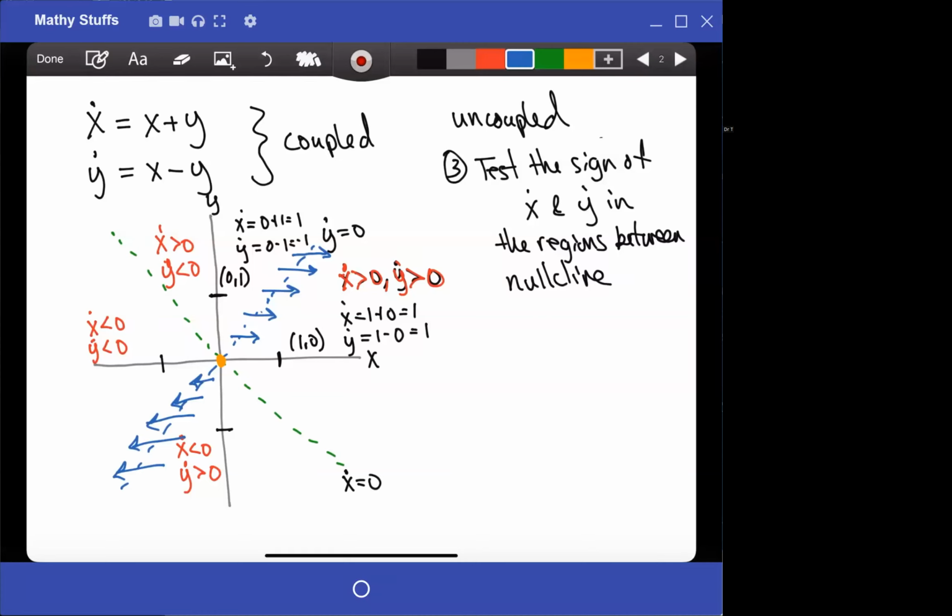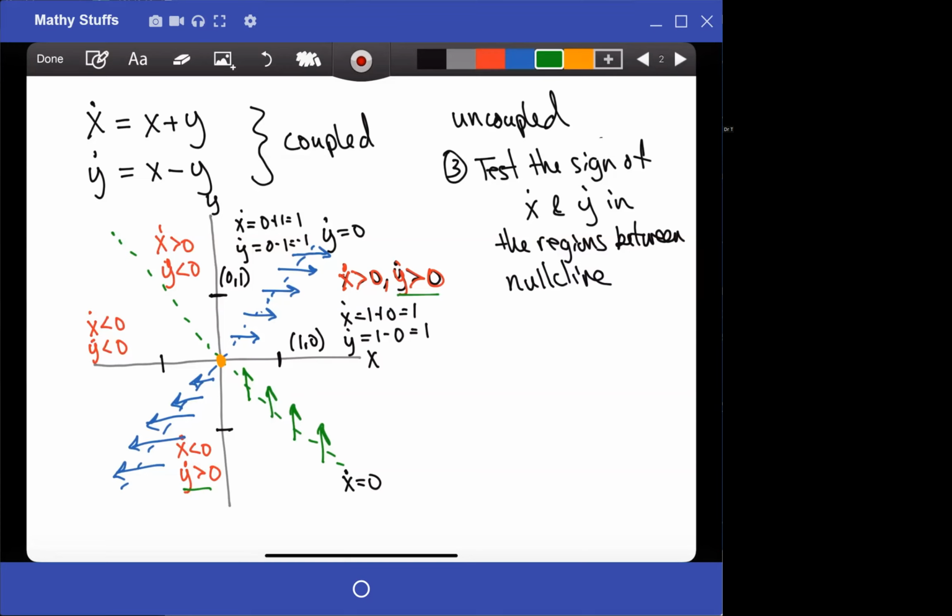Now let's go to the green null cline and get some direction vectors there. Notice that on the x dot null cline, we have a purely vertical change. There's no horizontal component to our vectors, so they're either up or down. And they are going to be up because I see that y dot is positive down here. So I'm just going to put upward vectors here.